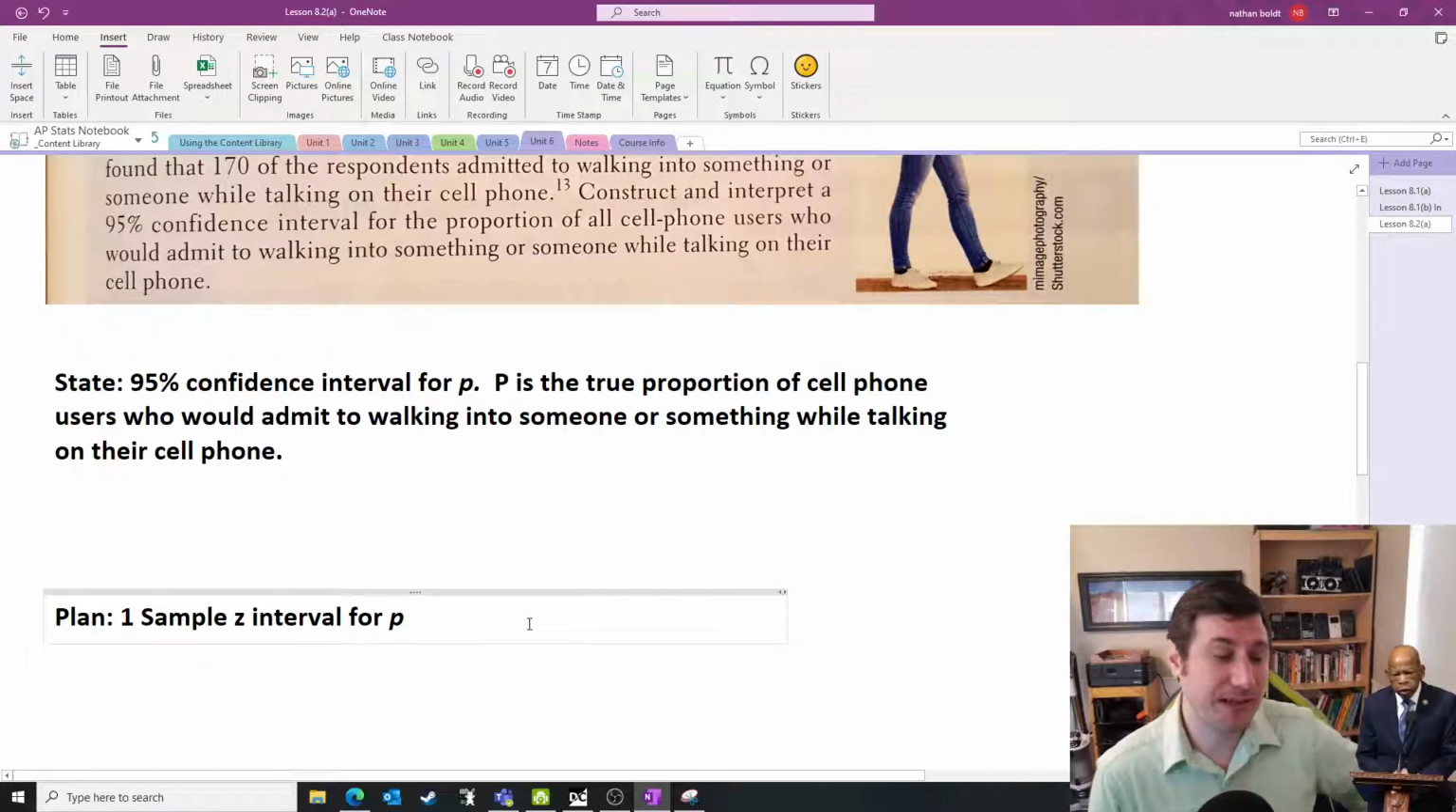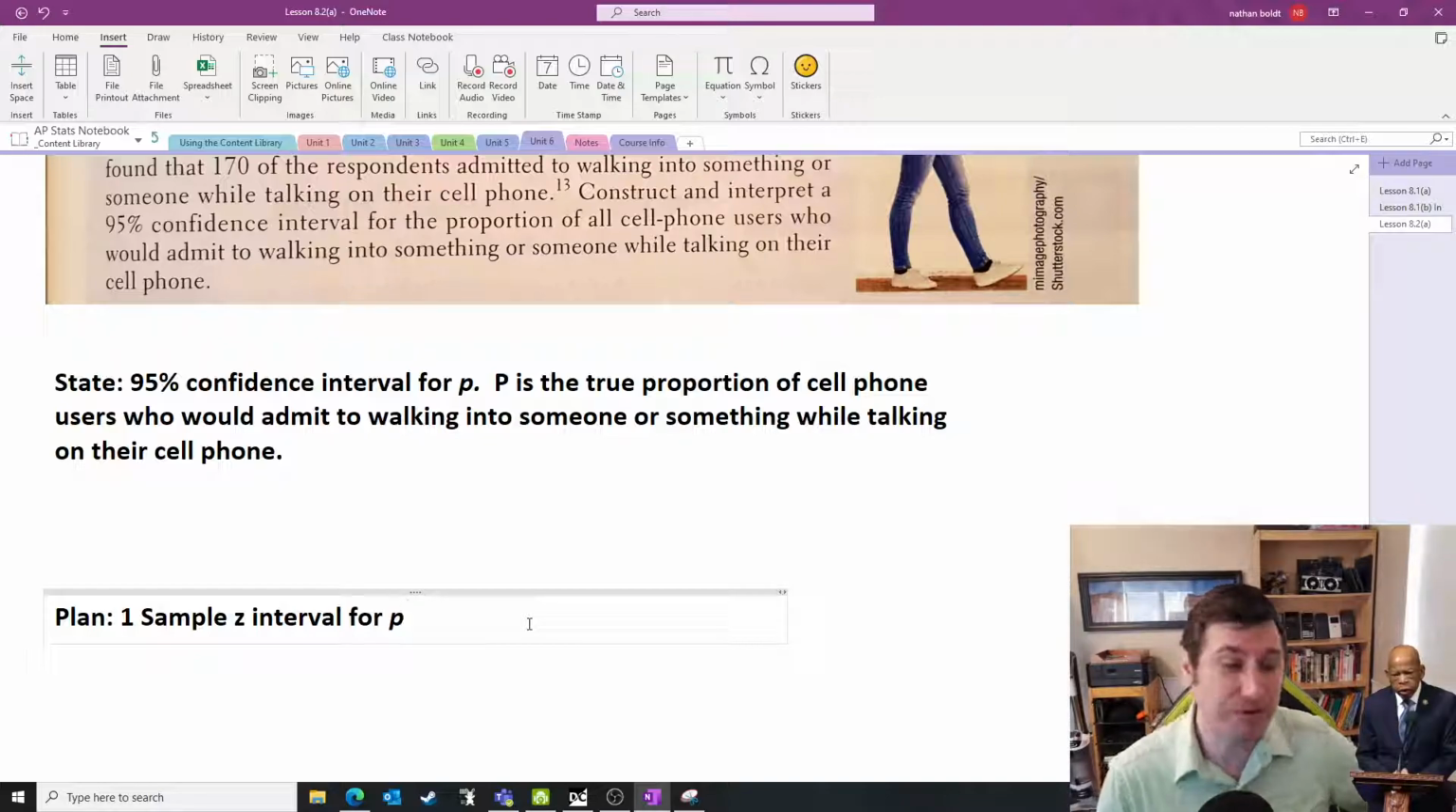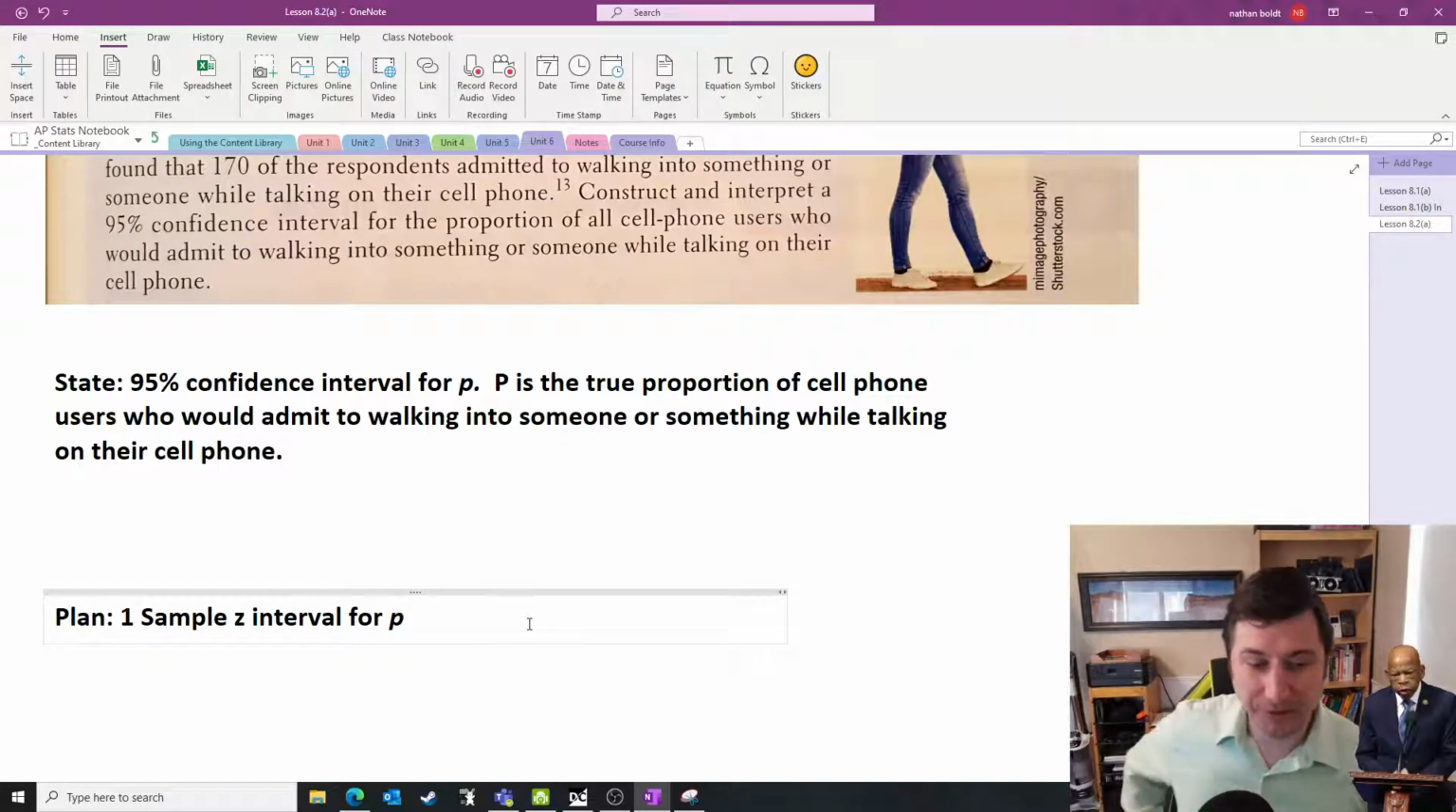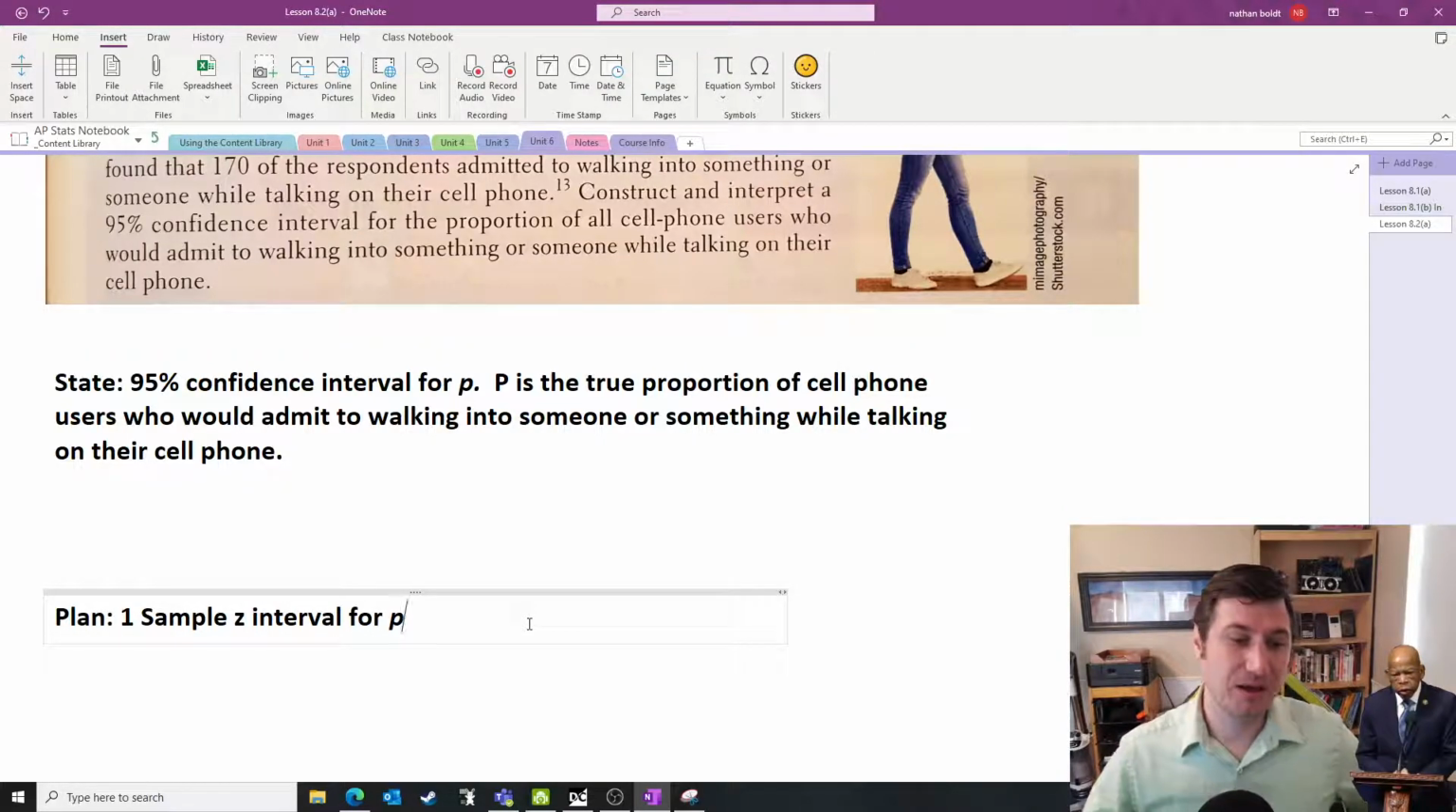That's the technical name of what we are doing. One sample, yes, we will do two samples eventually. Z, because we're going to be using Z star to do our confidence interval. We talked about that a little bit, but we'll talk about that more in our calculations tomorrow for this proportion.